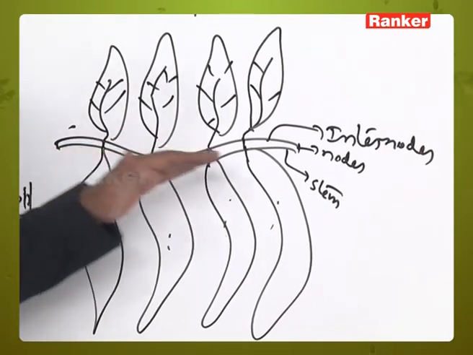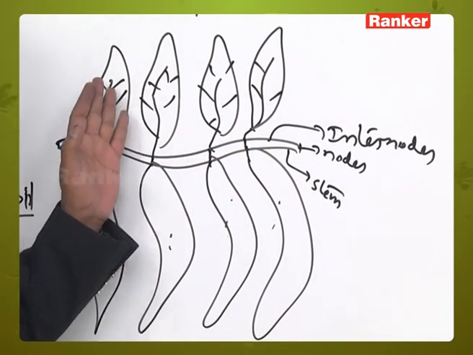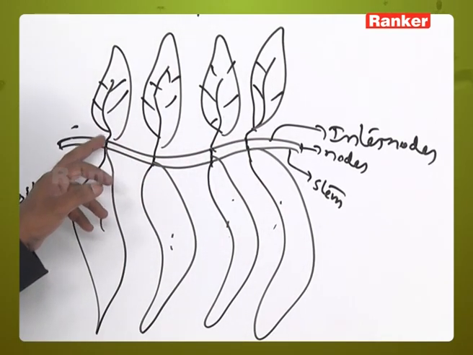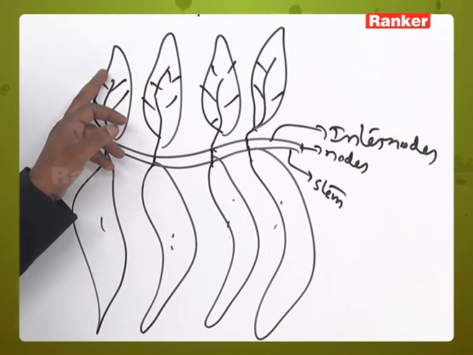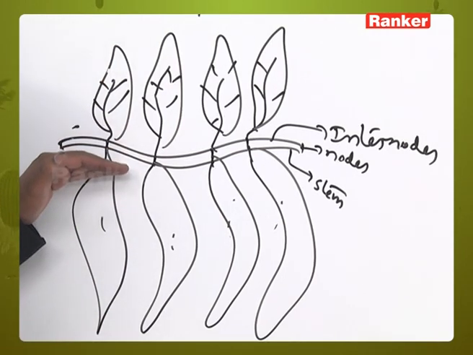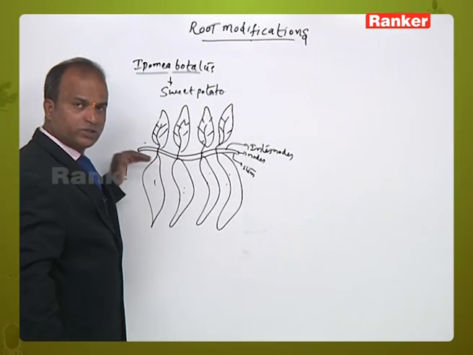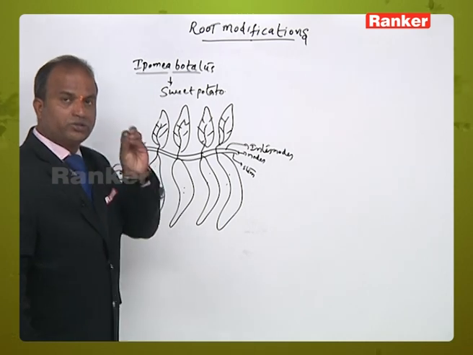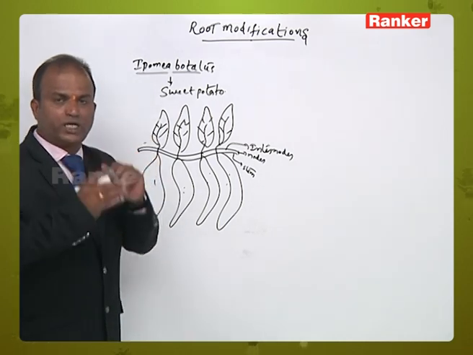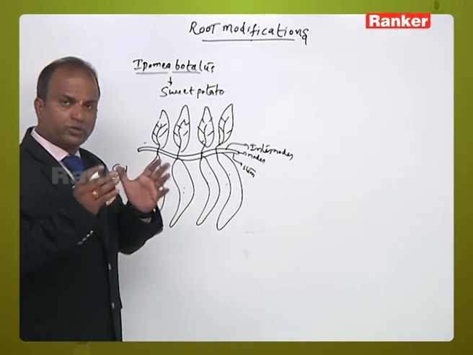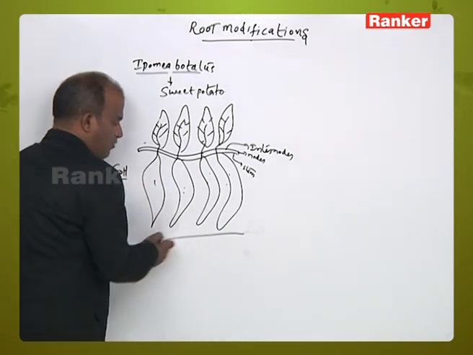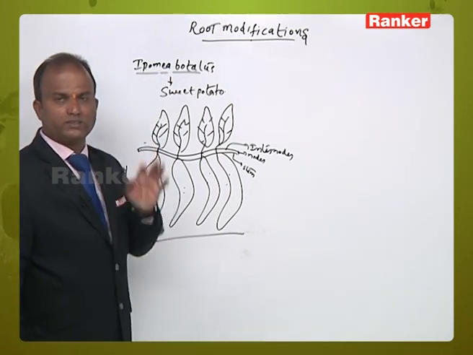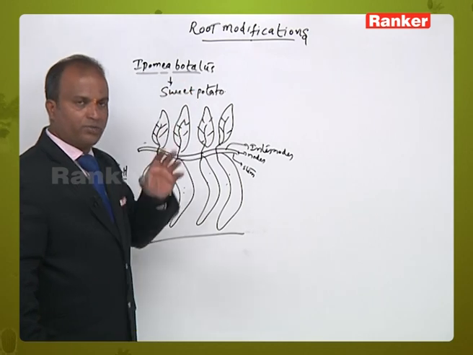In this, the stem itself is crawling over the ground, and it is differentiated into nodes and internodes. From the upper part of the node, leaves are arising. From the basal part of the node, opposite to the leaves, a single adventitious root is developing. That single adventitious root, due to the storage of food material, becomes tuberous. So adventitious tuberous roots can be seen in Ipomoea batatas.